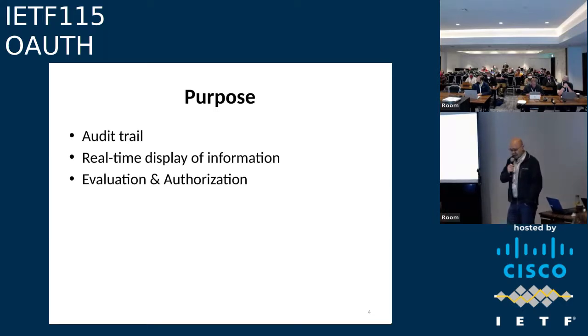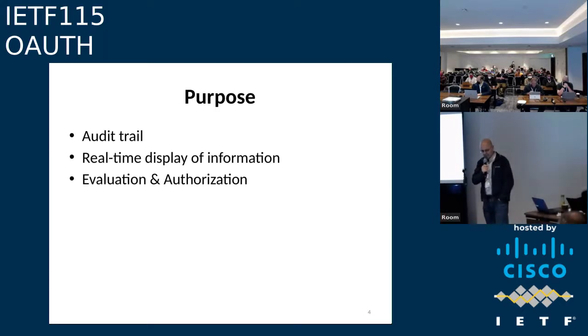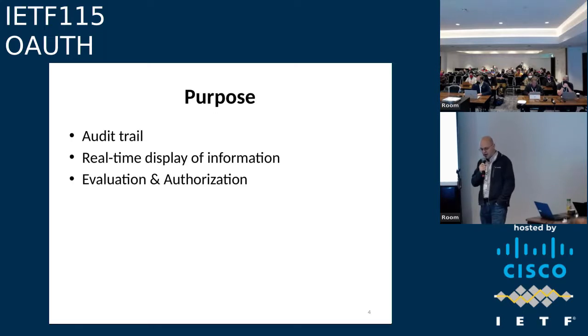So why do we need this? There are a number of reasons. Audit trail is an obvious one. In some cases, it's also useful to use the information in those tokens to display information to the end user, and I'll talk about a telephony example where that is useful. And the third one is obviously evaluating authorization. Next slide, please.